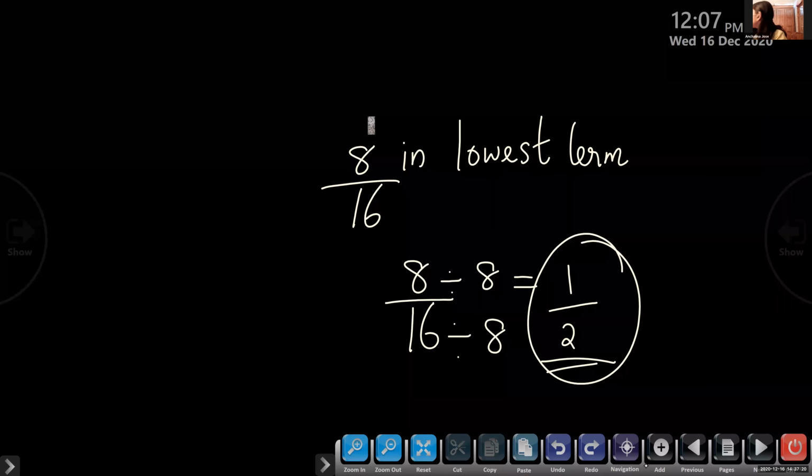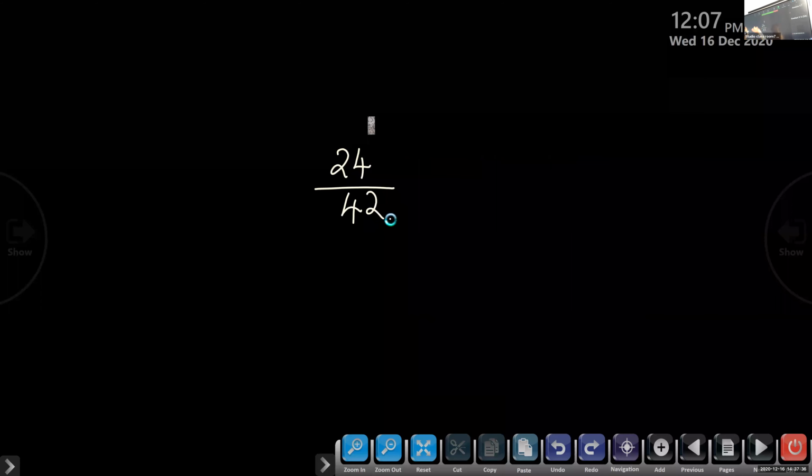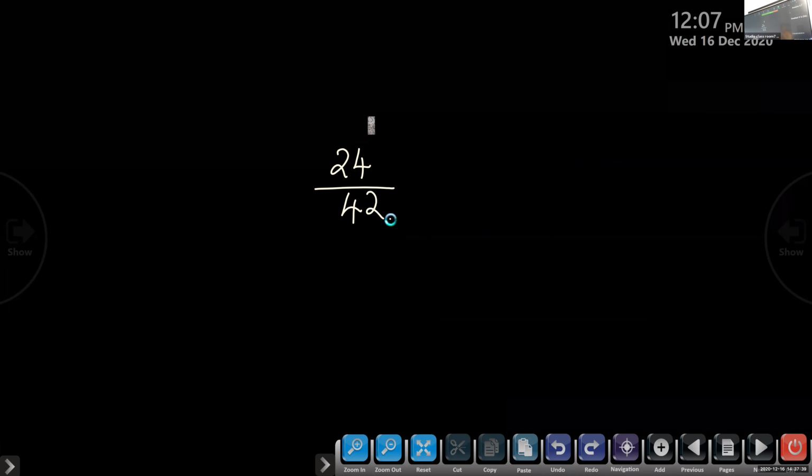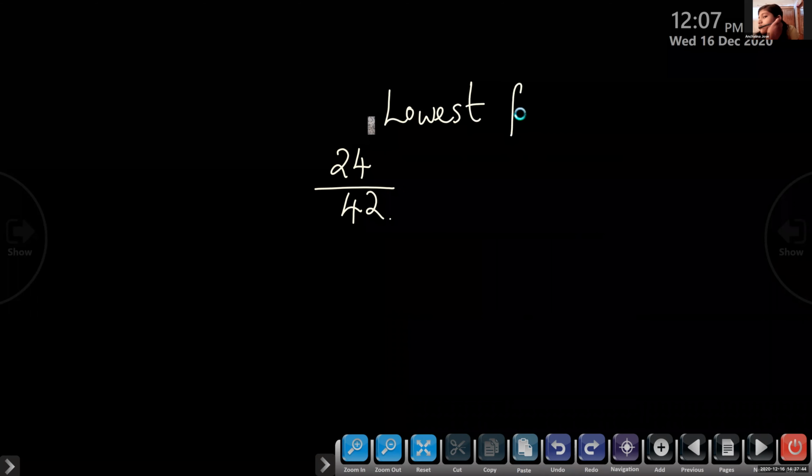Okay. Now do one more question here. Write the fraction in its lowest form. 24 by 42. Write in lowest form. Ma'am, we can use any one of the methods? Any method, division method or divide by HCF.